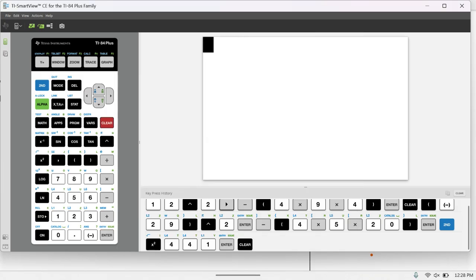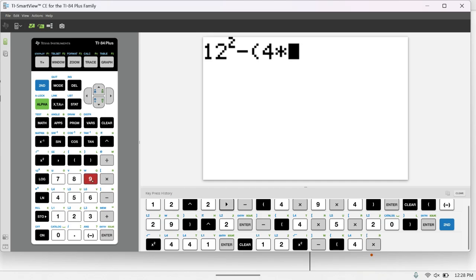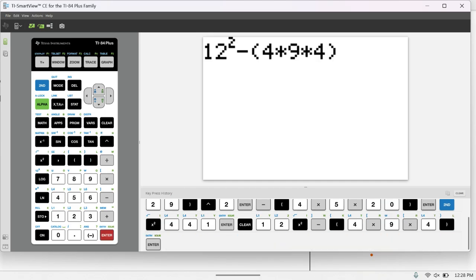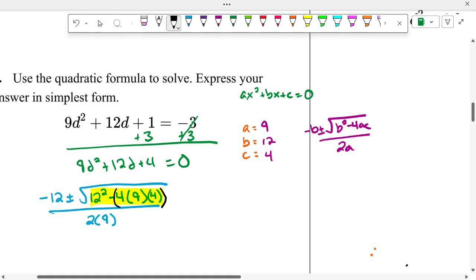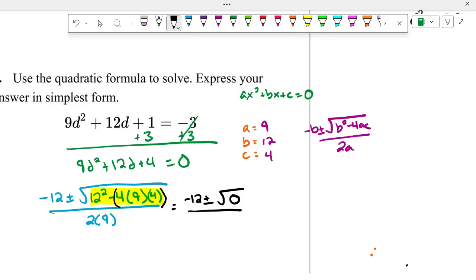So if I plug this in as is, this will be 12 squared minus, and I'm going to put parentheses, 4 times 9 times 4, close the parentheses. So what goes under my radical is 0. So what I'm going to write here is negative 12 plus or minus the square root of 0 all over, what's 2 times 9? 18.